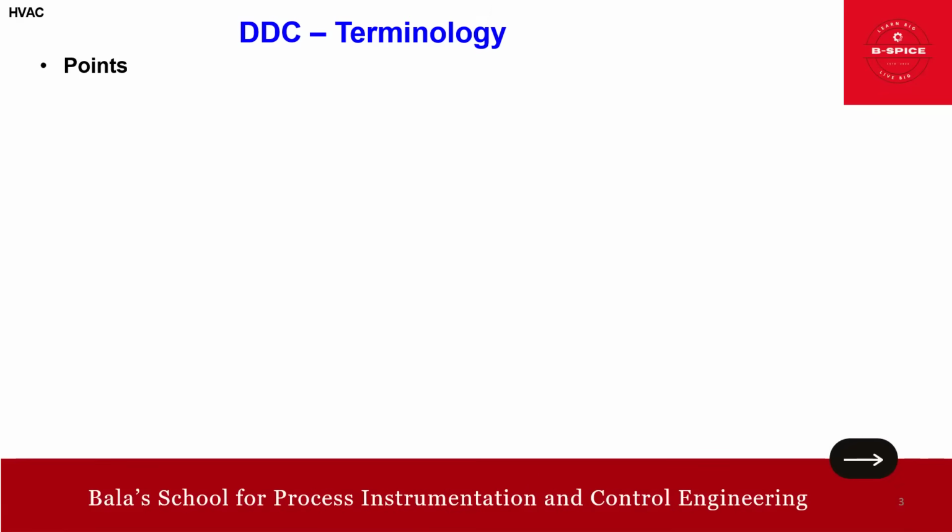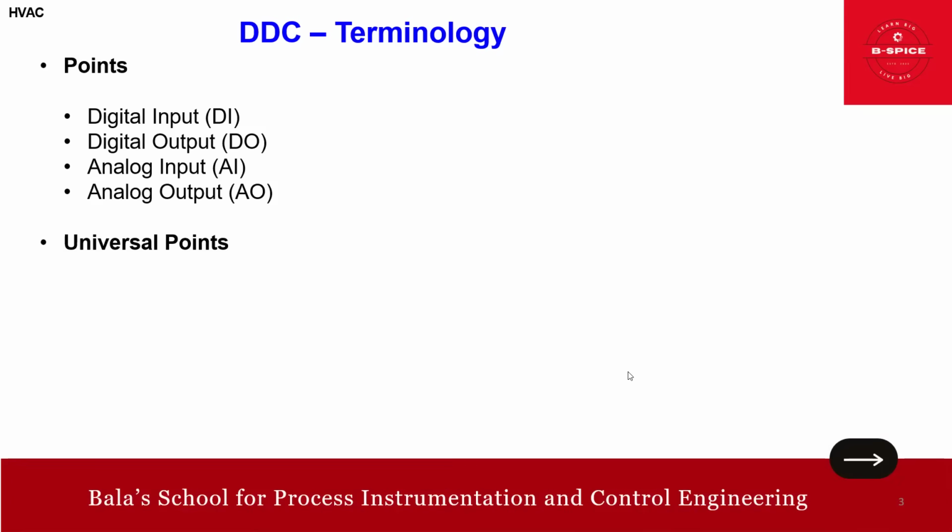Now we go into the DDC terminology. As I mentioned in the intro part, there are points. Normally in our DCS, we call it an IO point, right? So same thing here, they call it points. A point means digital input, digital output, analog input and analog output. Now we will see the digital input and digital output.